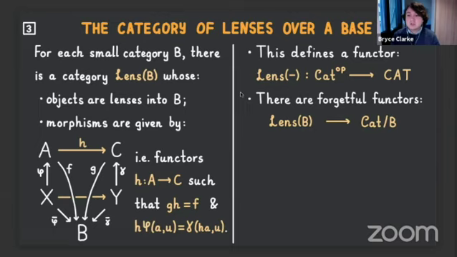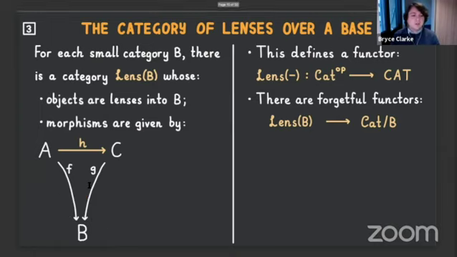But more critically, which is something we will use in the talk, is that there are forgetful functors. Every lens is a functor with additional structure, and so we can forget this additional structure to get a functor in Cat over B. And we can actually see very nicely how this works. If we look at our diagram on the left-hand side, if we apply the forgetful functor, we get this little morphism in Cat over B.